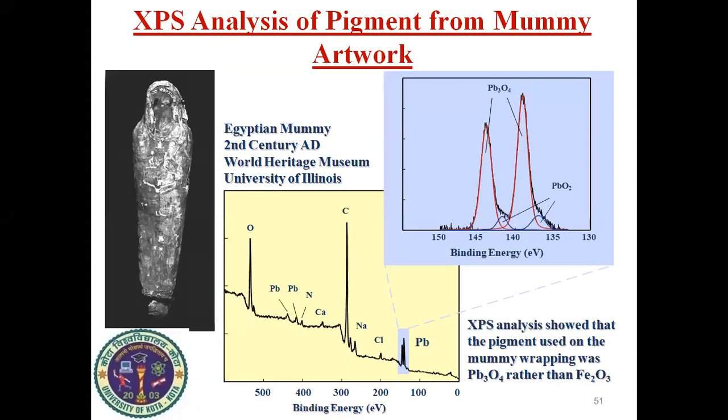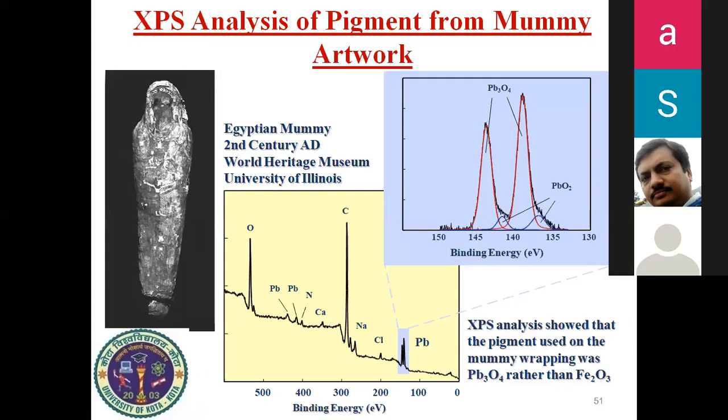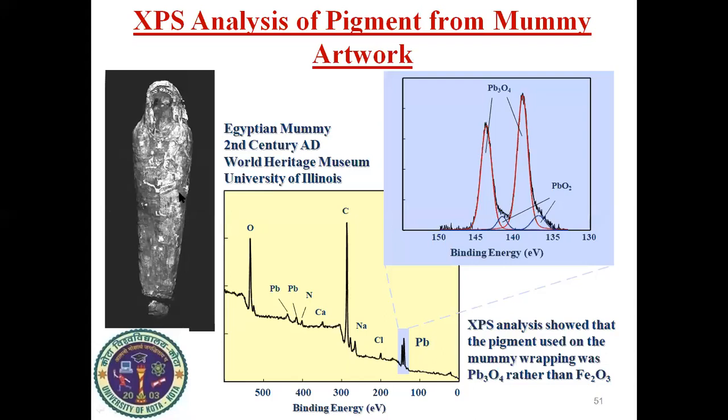Two more applications I have shown just to show the importance of the XPS analysis. Initially, it was believed that pigment from mummies, this is an Egyptian mummy on the left hand side of the figure, was considered to be wrapped by Fe2O3. But when XPS analysis is made on this wrapping, it is found that Pb3O4 is used to wrap the mummy instead of Fe2O3.